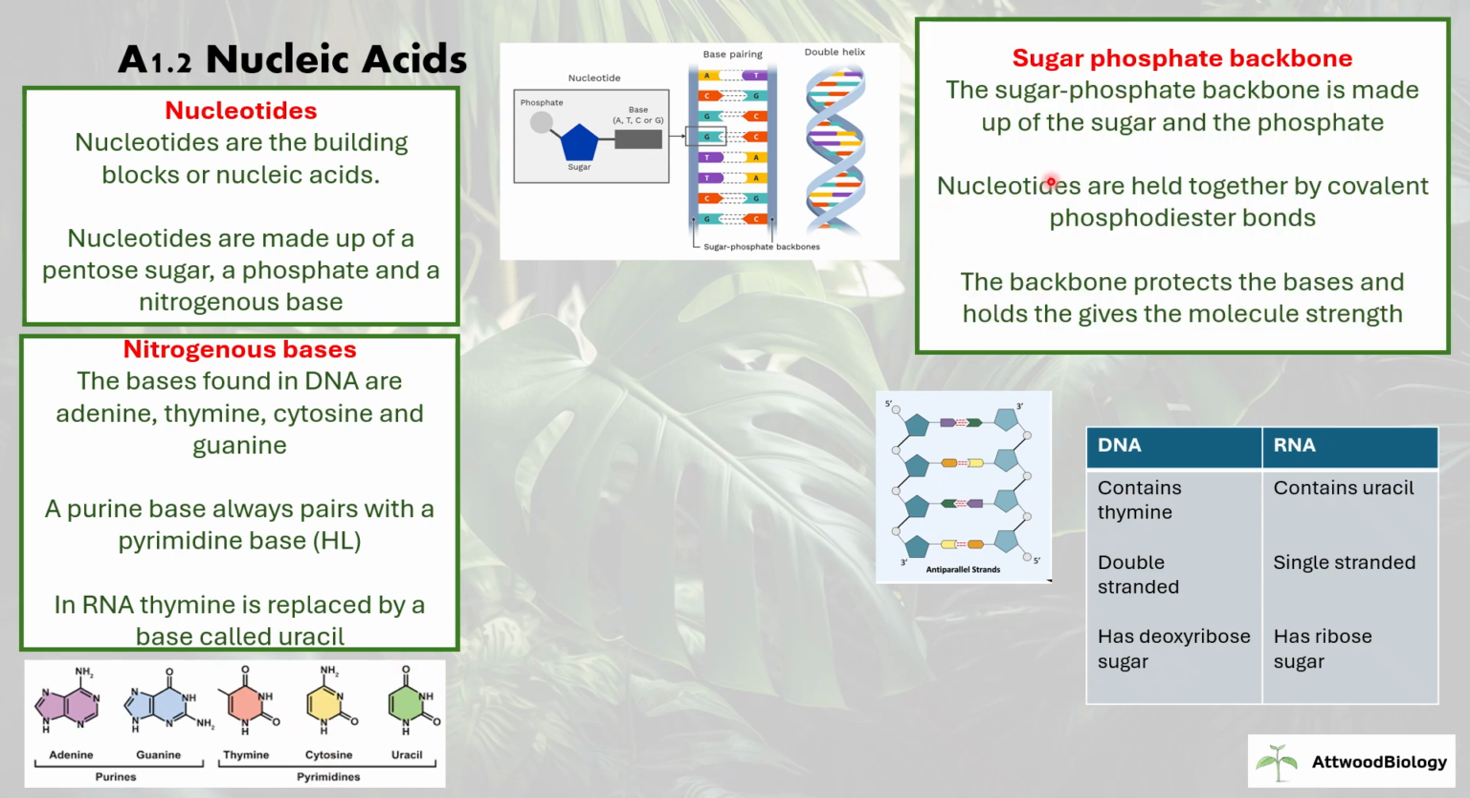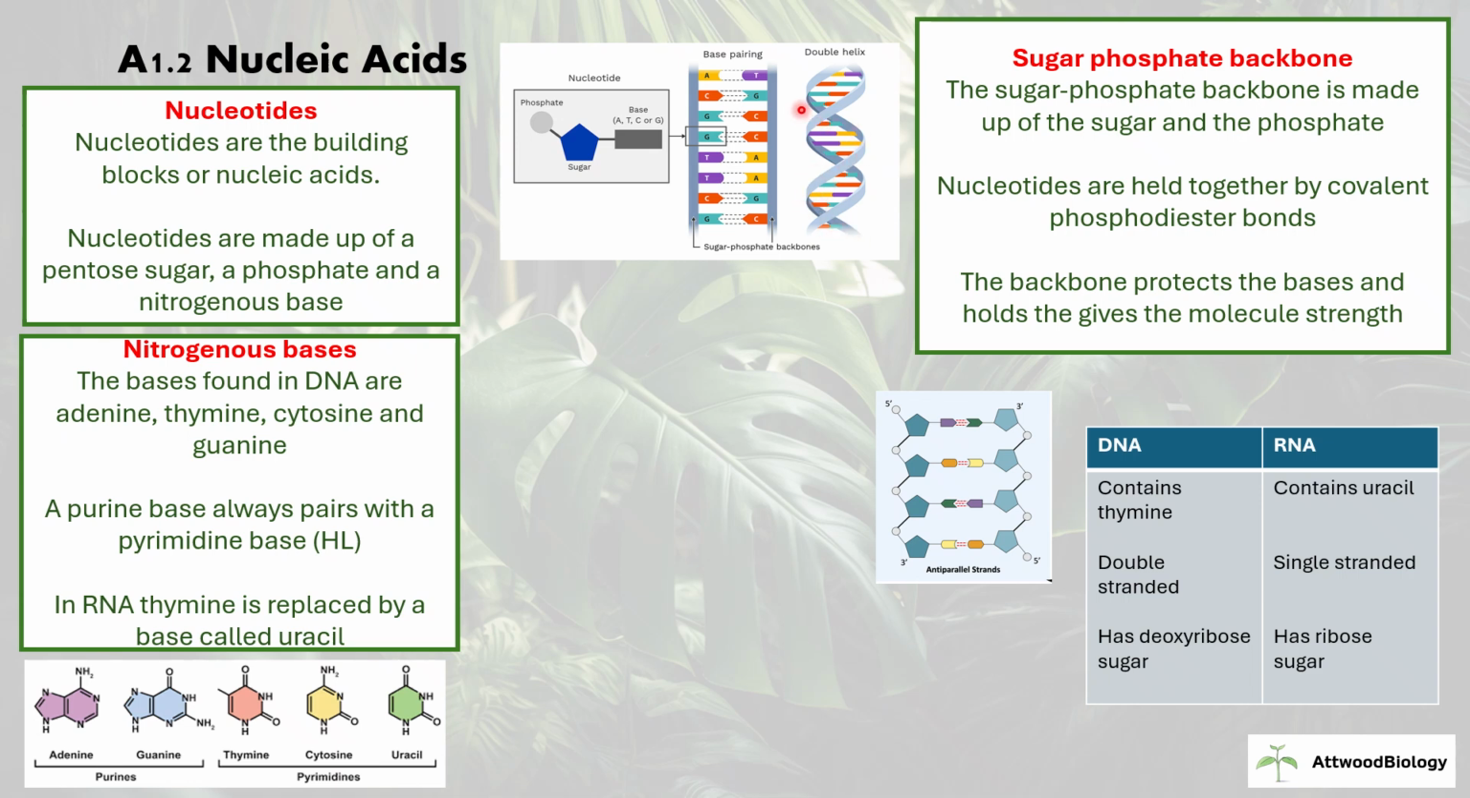The DNA molecule has a sugar phosphate backbone, which is made up of the sugar and the phosphate. So this section here makes up the sugar phosphate backbone. We don't include the base in that. So you can see here that the blue line is the sugar phosphate backbone. And you can see that here, this ladder looking molecule has been twisted into our DNA double helix.